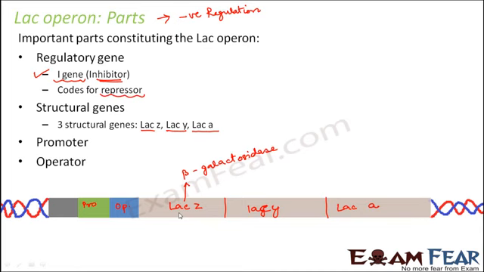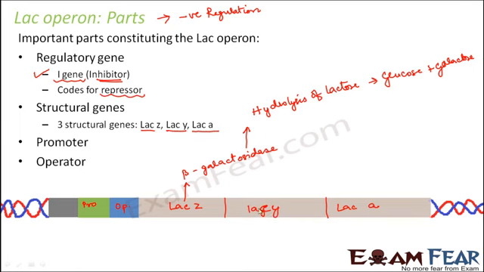So this LAC-Z will form mRNA, which in turn will code for these proteins. So they will form this enzyme. And what is the purpose of this enzyme? This enzyme helps in the hydrolysis of disaccharide. So it actually helps in hydrolysis of lactose to form glucose and galactose. So this is the purpose of beta galactosidase.